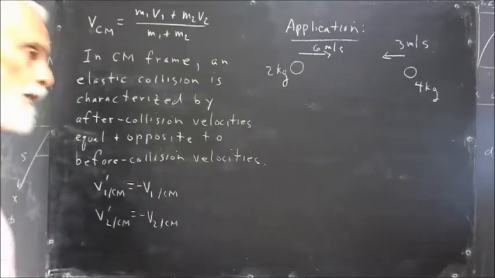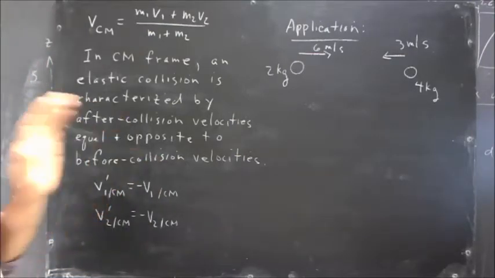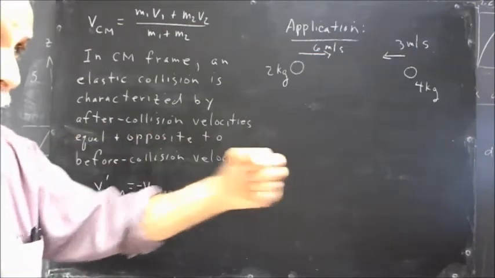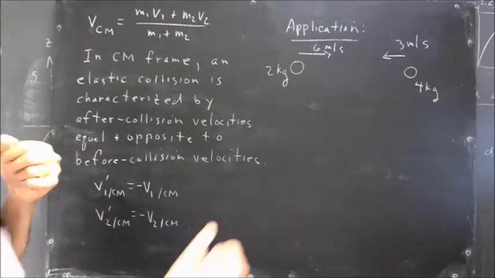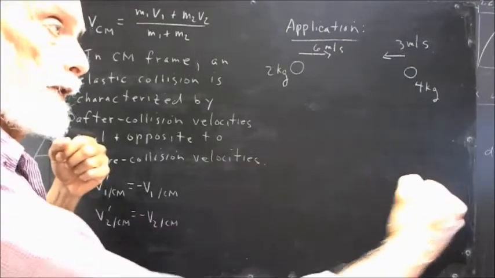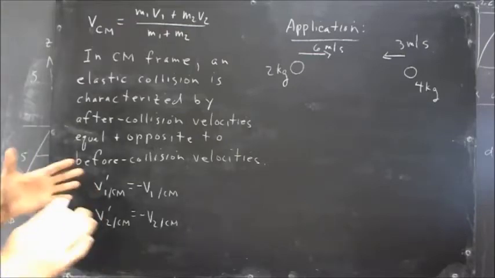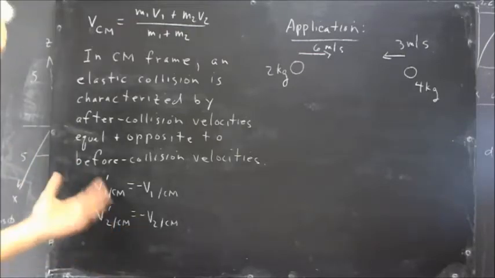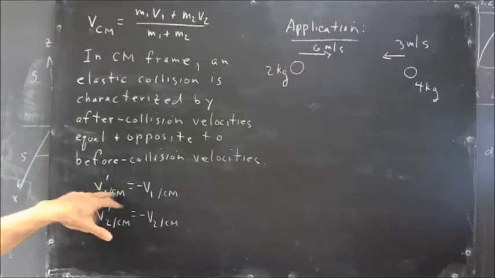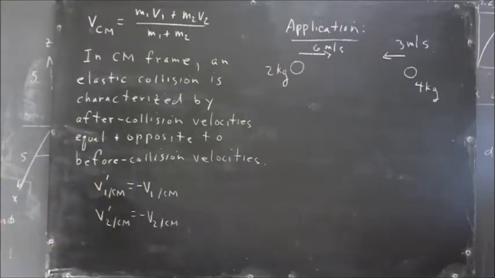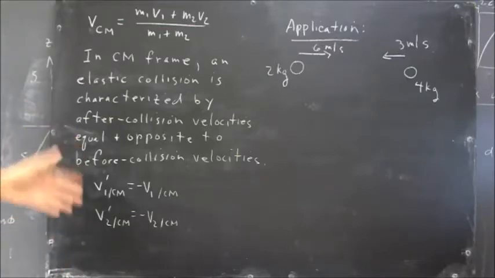That means that the velocity of this object, as observed from the center of mass frame, just reverses. And the velocity of this object just reverses. Now, it's easy to move from one frame to another. This is very convenient. All you have to do is keep your wits about you and add or subtract the right velocity to each of the velocities, and you're going to get the right result.